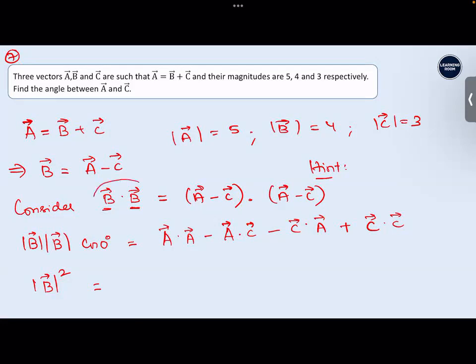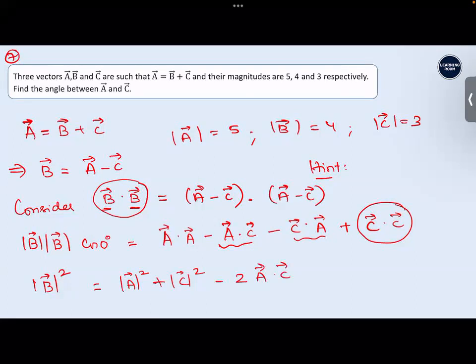For example, the dot product of B vector dot B vector was what? Magnitude of B square. This will be equal to, on the right hand side, magnitude of A square, and plus magnitude of C square. And we know that A dot C is the same as C dot A, because the first property we saw is that they are commutative in nature. So can I write it as minus 2 times A vector dot C vector?